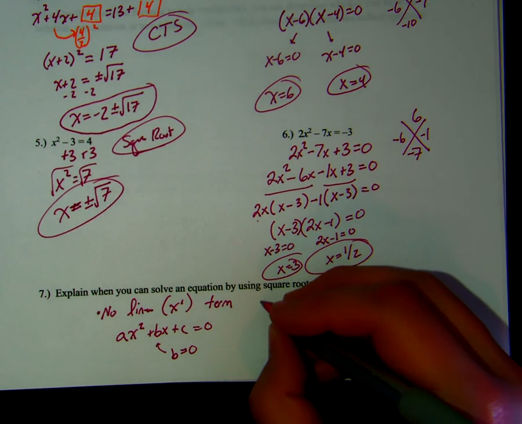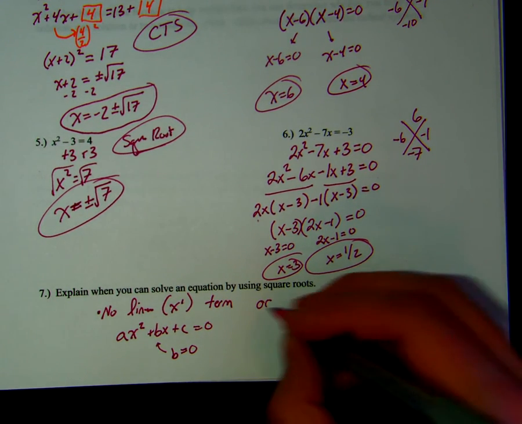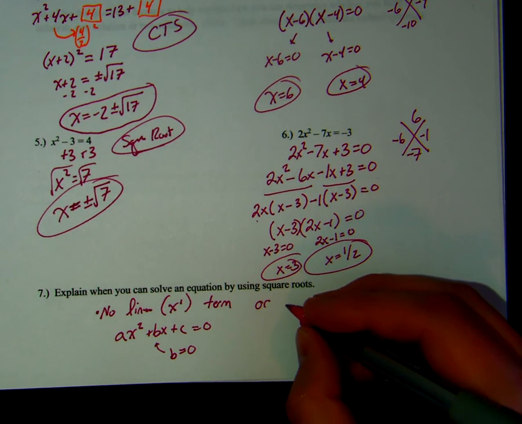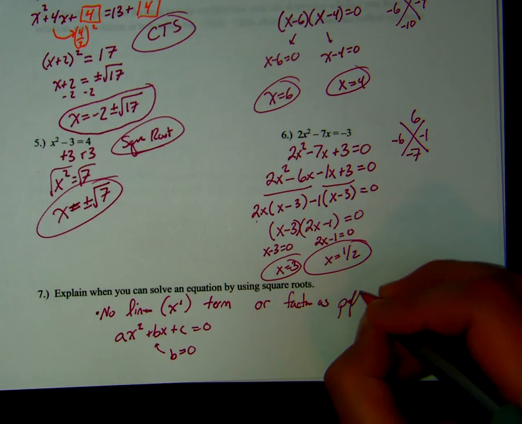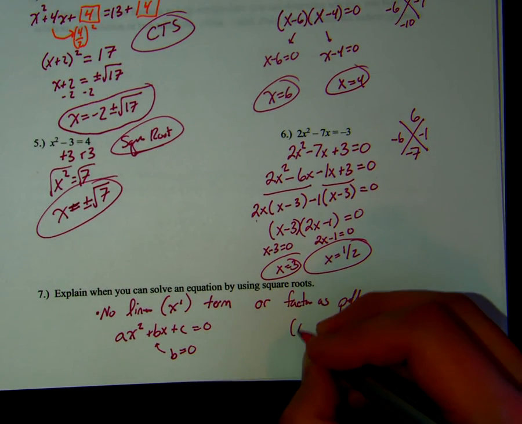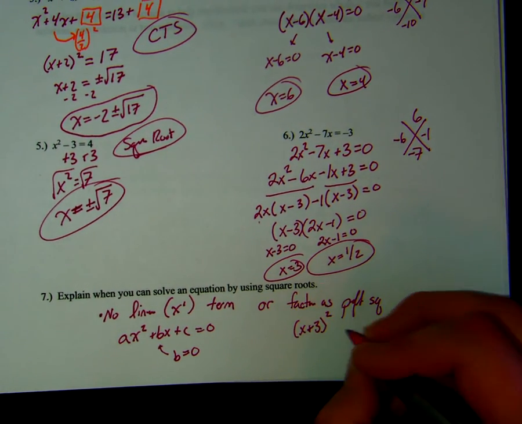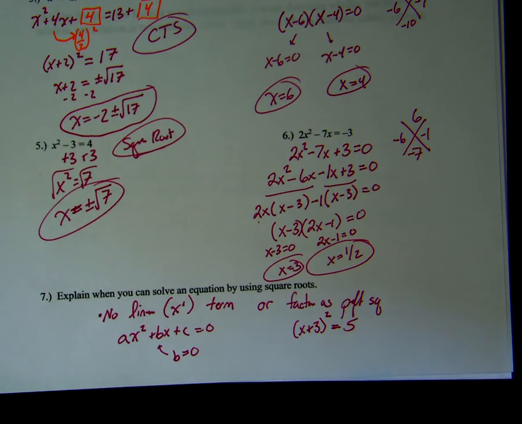So that's one way. Or it could be factored already. Or it's already factored as a perfect square. So for example, if you had x minus 3 squared equals like 5, here I can solve this by taking the square root of both sides.